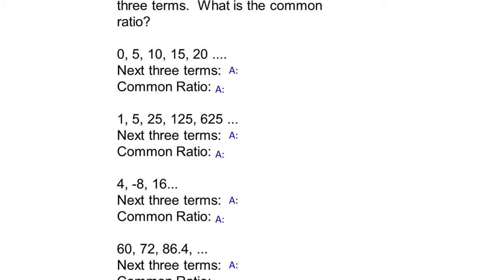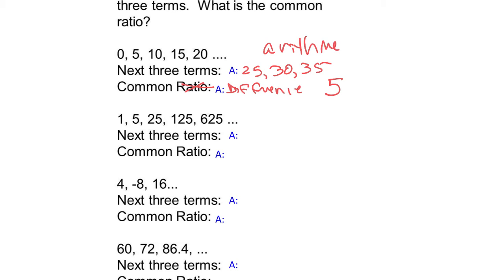All right. Determine whether each sequence is arithmetic or geometric. Find the next three terms and what is the common ratio. So let's see here. 0, 5, 10, 15, 20. Hopefully you guys know the next 3 terms. And your common ratio is not a ratio. Your common difference is 5. So that is arithmetic. Those are your next 3 terms. And your common ratio is not a ratio, it's a common difference, and it is 5.